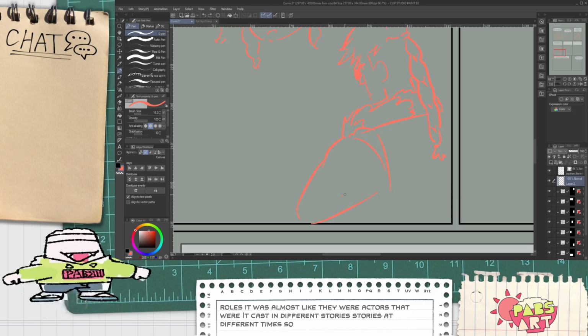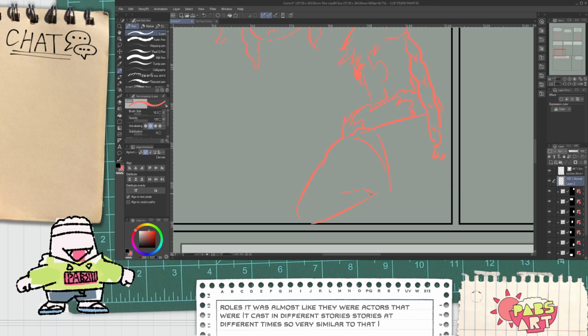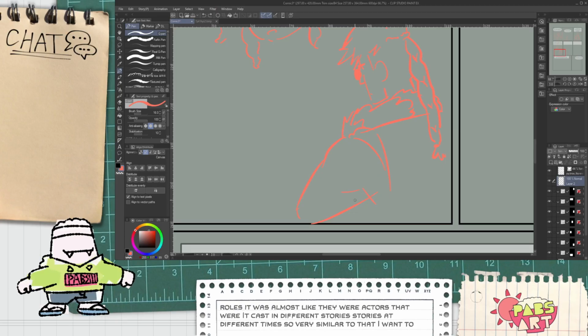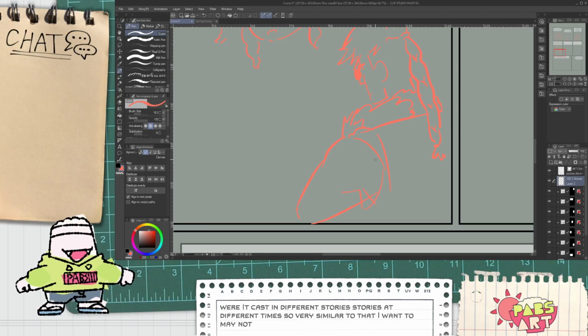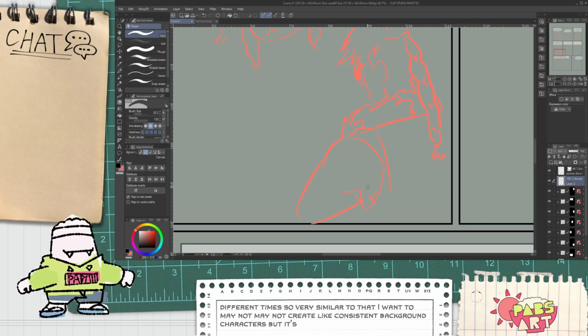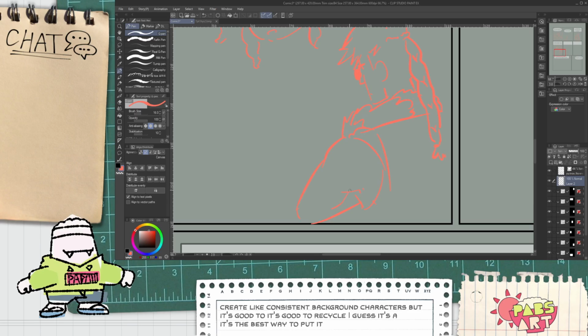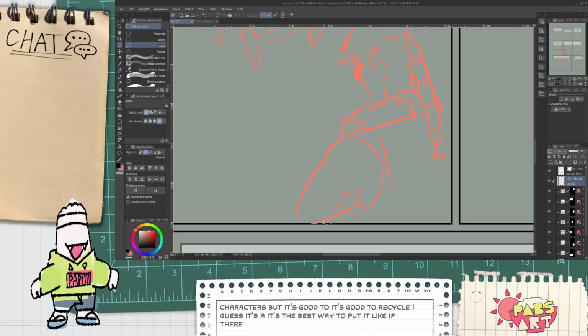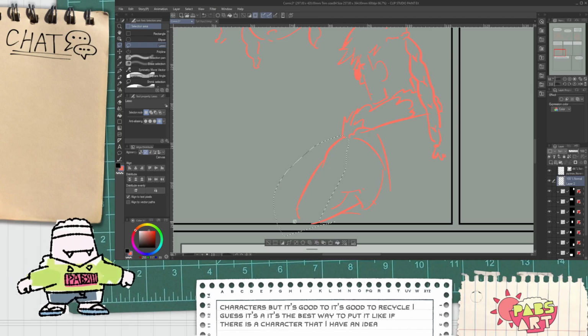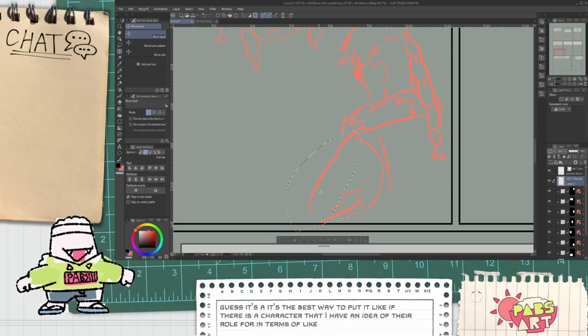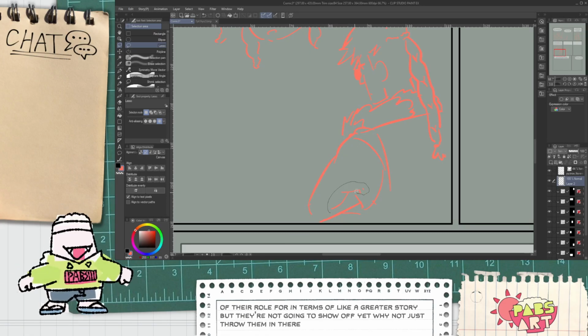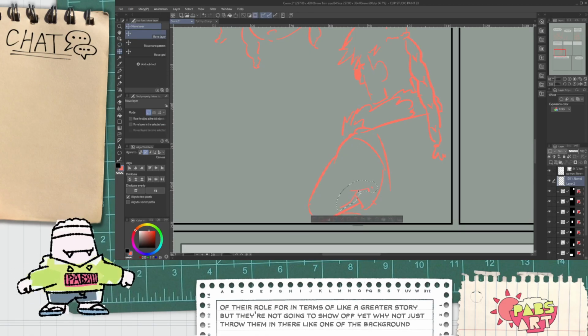So, very similar to that, I may not create consistent background characters, but it's good to recycle, I guess is the best way to put it. If there is a character that I have an idea of their role for in terms of a greater story, but they're not going to show up yet, why not just throw them in one of the background scenes? Why not? Everything is connected.